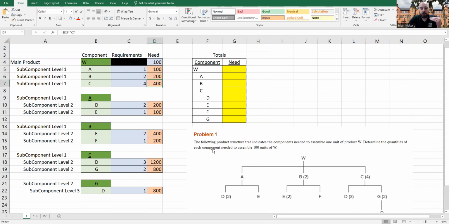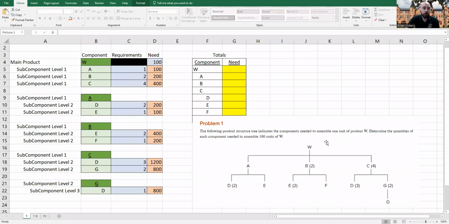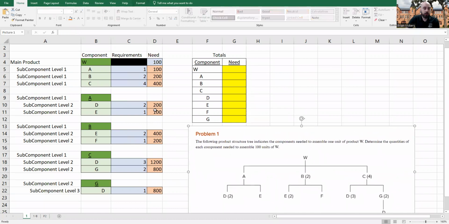But then you get down to the next level, and you can see that you use D's to make A's, you use D's to make C's, and you use D's to make G's. So you'd look and see I need 200 plus 1200 plus 800, which adds up to 2200. So as you're going, you're basically just counting all of each of the letters. Well, we have a formula that'll do that for us. It's called SUMIF. Add them together if you find this criteria within this range of cells.